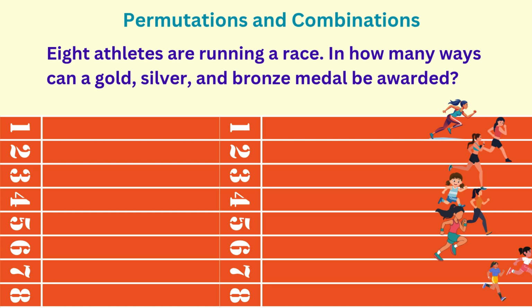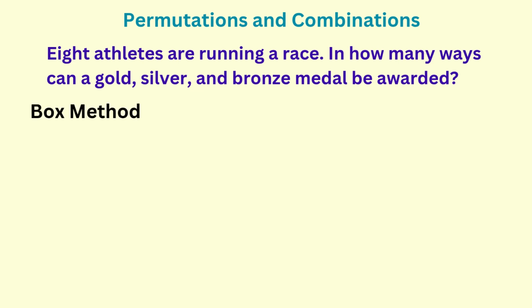Let's solve it 2 ways. First, using the box method, then using the permutation formula. We'll start with the box method. We have 3 medals to give out, so we draw 3 boxes. First box. How many choices for the gold medal? There are 8 athletes, so that's 8 options.